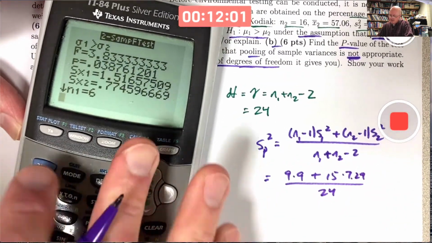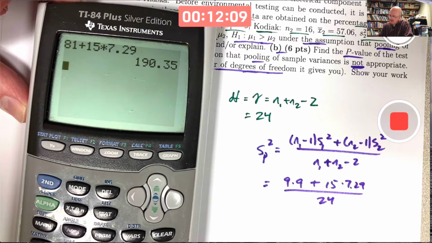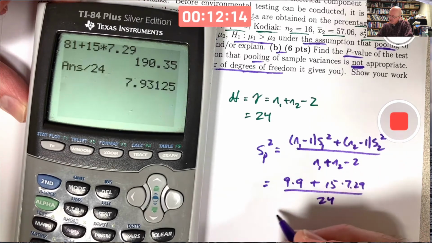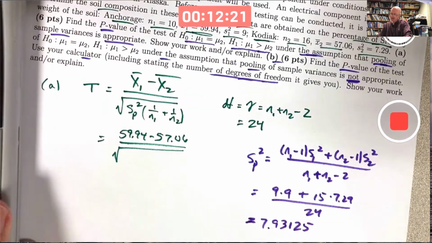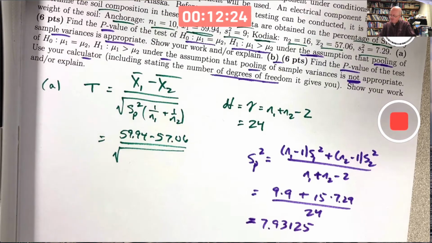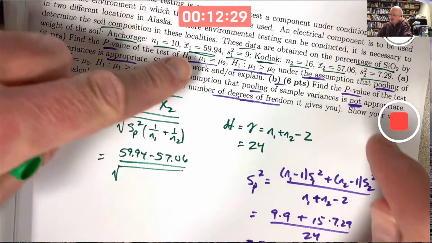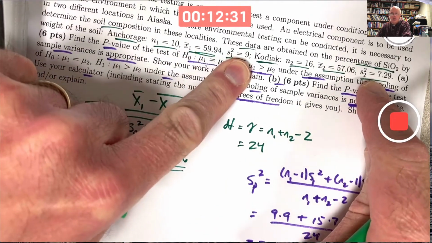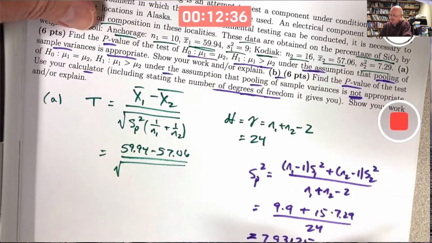So that's going to be 9 times 9 is 81, plus 15 times 7.29 is 190.35 divided by 24. It's about 7.93125, I guess exactly. And that's what's got to go in this formula. Notice this is between these two numbers, right there and there. A little closer to the second one because it's got a little more weight because the sample size for Kodiak is a bit bigger.